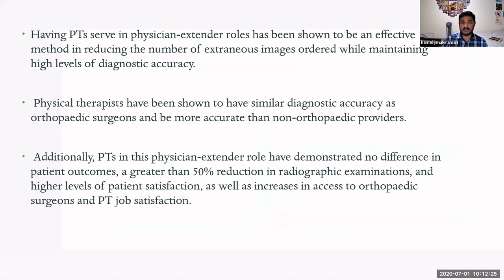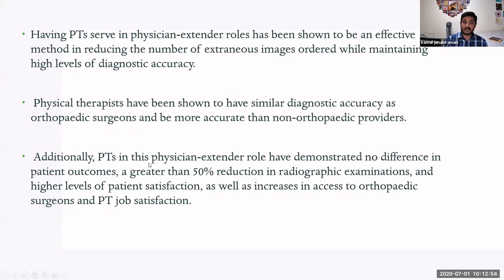Having the physiotherapist serve in a physician extended role has been shown to be an effective method in reducing the number of extraneous images ordered while maintaining high levels of diagnostic accuracy. Physiotherapists or physical therapists have been shown to have similar diagnostic accuracy as orthopedic surgeons and be more accurate than non-orthopedic providers. This is according to the research.